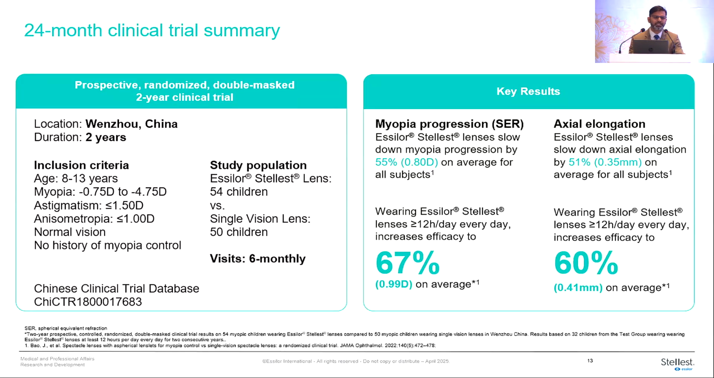Now, this was a randomized control trial, progressive, for 2 years, in Guangzhou, China, and the age is 8 to 13. We can see the inclusion and exclusion criteria, and so on. At the end of 2 years, in terms of myopia progression, SER, it was better as compared to single vision lenses by 0.8 diopter, and in terms of axial length by 0.35 mm. For the subset of children who wore these lenses for more than 12 hours, it further improved to 0.99 diopter on average and 0.41 mm in terms of axial length on average.